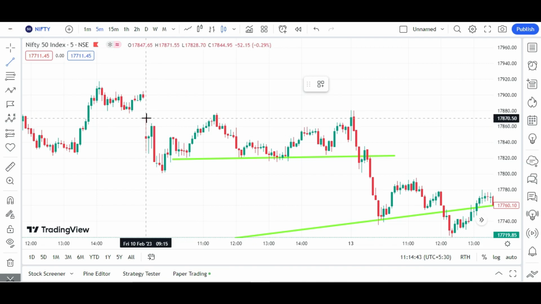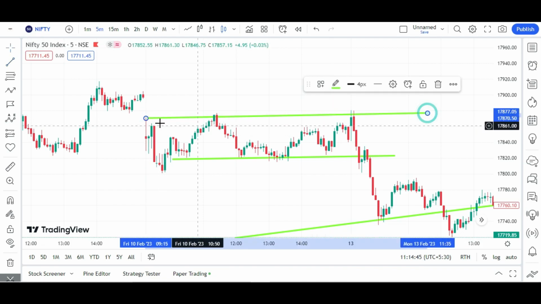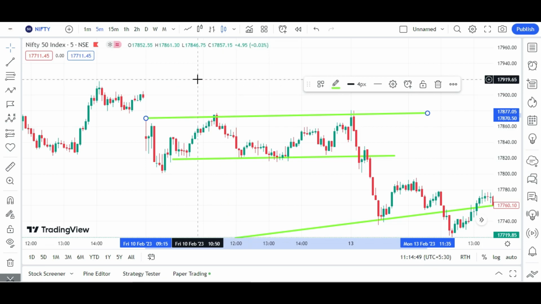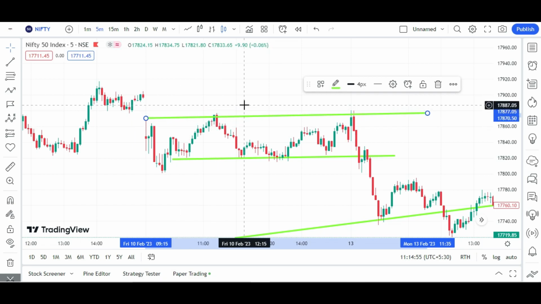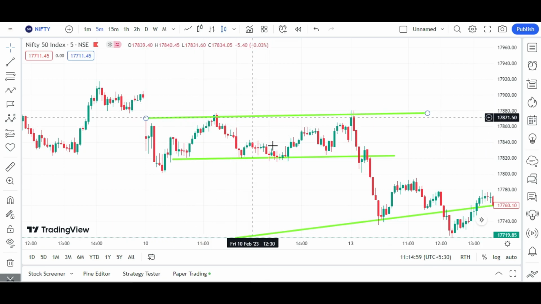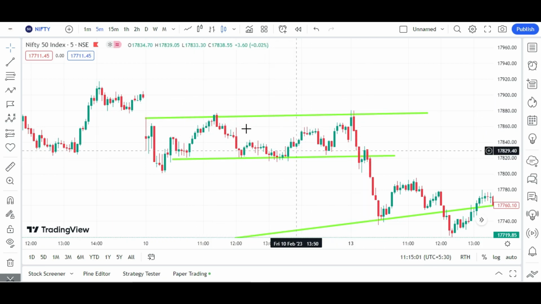3 touch points. This is 1, 2, 3. For a trend line, it is important that it should have the maximum touch points, more than 2 or 3 touch points, to be a valid trend line. So this is a horizontal trend line, you can see.